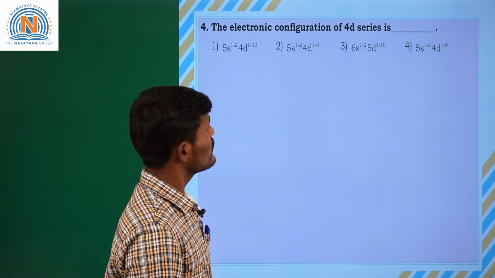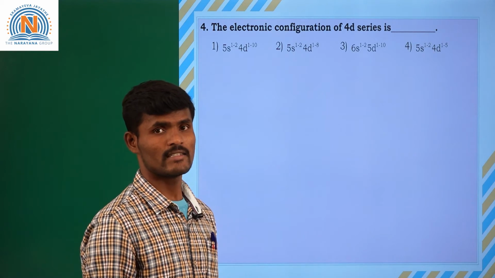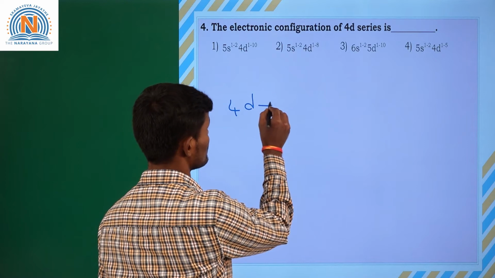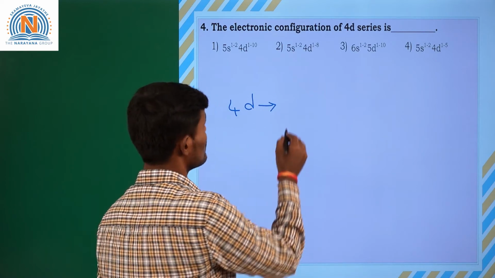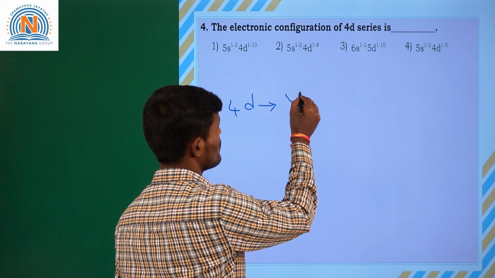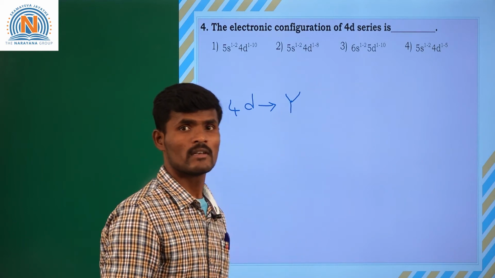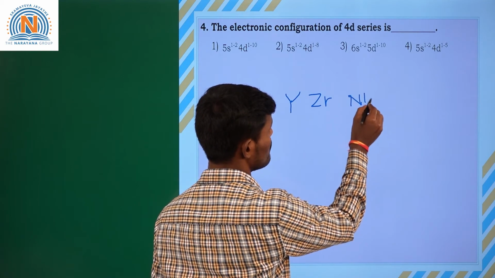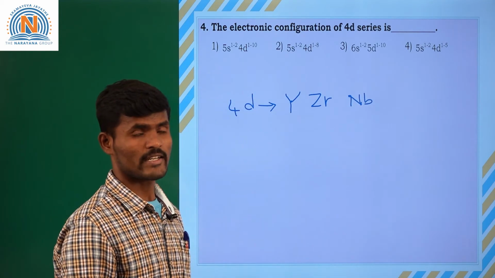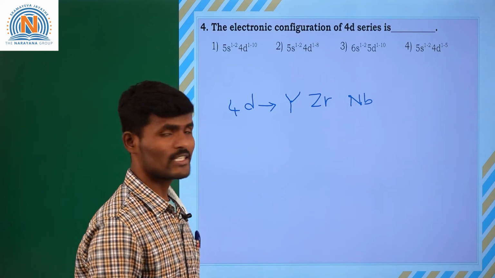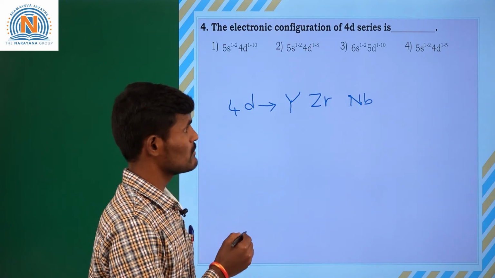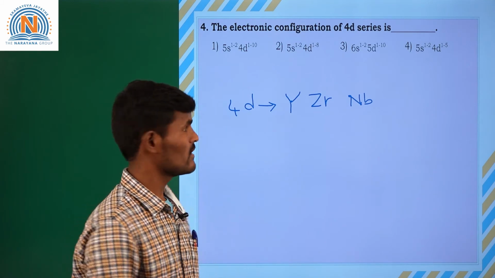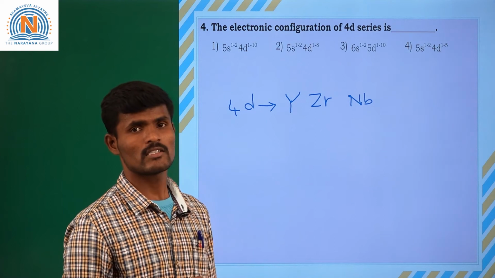The electronic configuration of 4d series is. What are the 4d series elements? Yttrium, zirconium, niobium, molybdenum, technetium. Those are the 4d series. Yttrium, zirconium, niobium, and so on. Those are the 4d series elements. Can you write the electronic configuration of the 4d series?